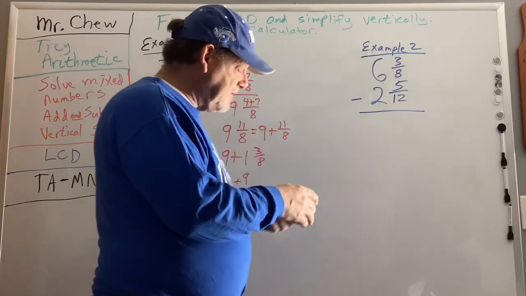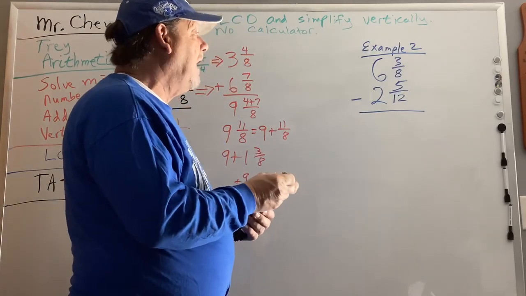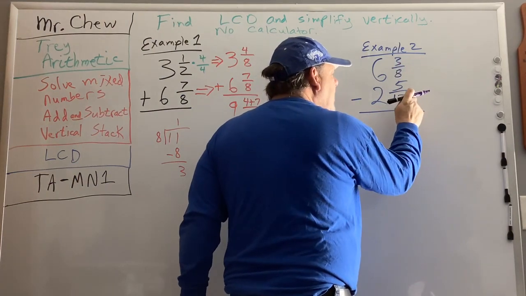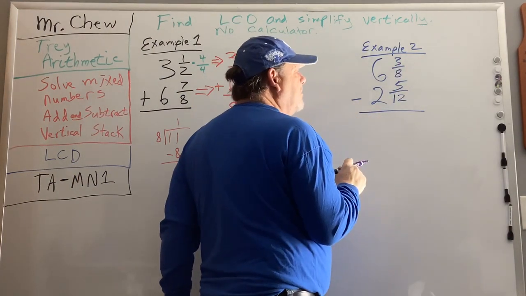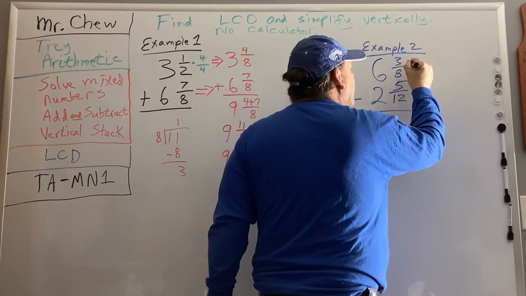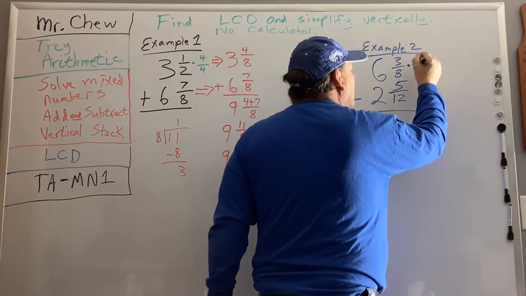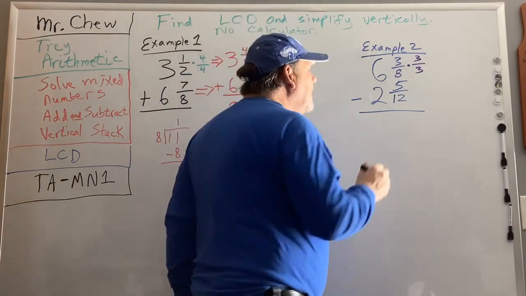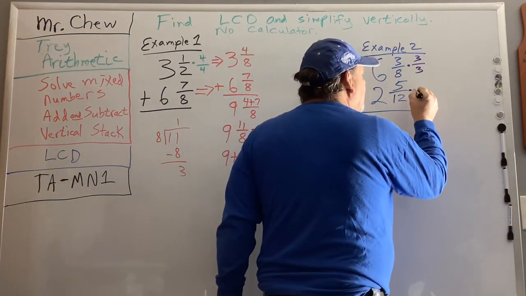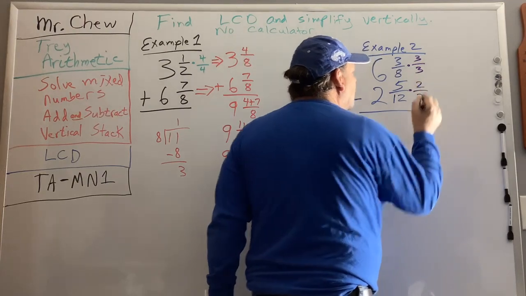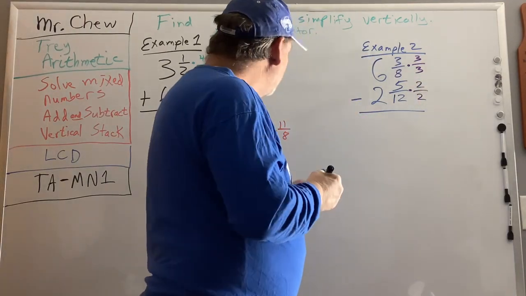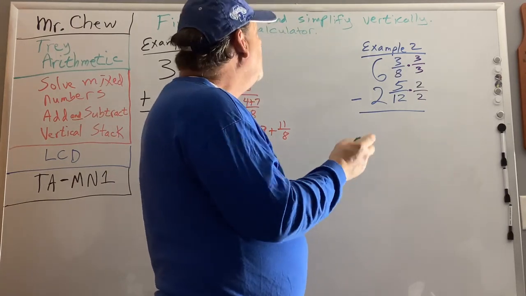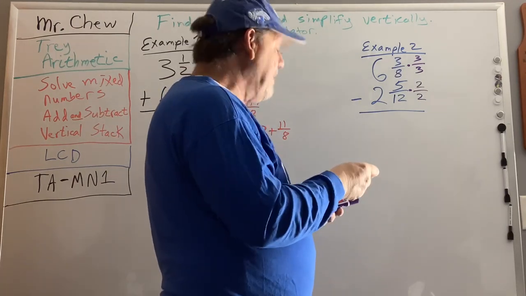Most people can look at this and say, okay, I can take my 8 and change it to the same number I can change the 12 to by multiplying the 8 by 3. And I have to do the 3 by 3 because you got to do numerator and denominator. And then multiply the 12 by 2. Now you might say, how did you get that? Well, here's one thing that you could do that might be helpful.